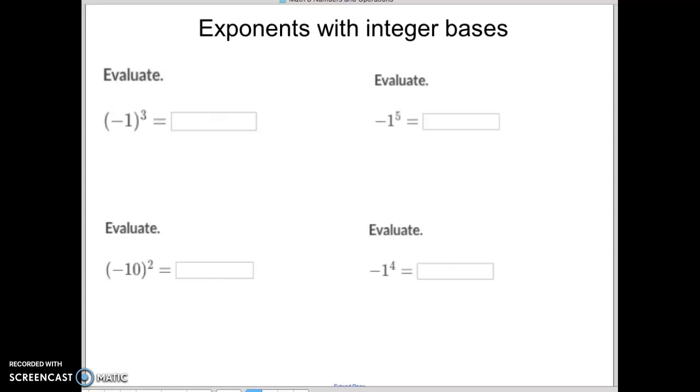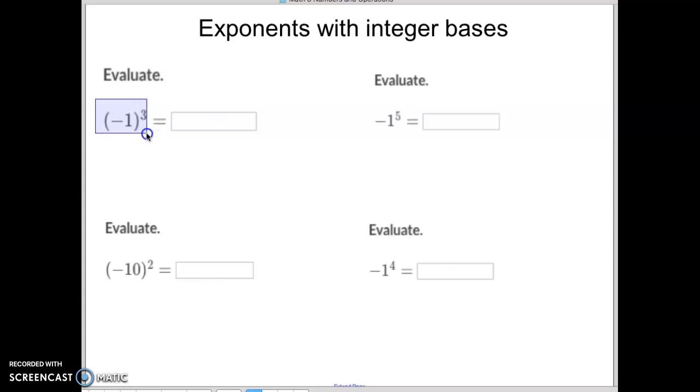All right, Math 8 students, this exponents with integer bases sounds confusing, and if you don't watch this video, it is confusing. But if you watch it, I will try to simplify it. So, the very first one here, we have -1 in parentheses to the third power.